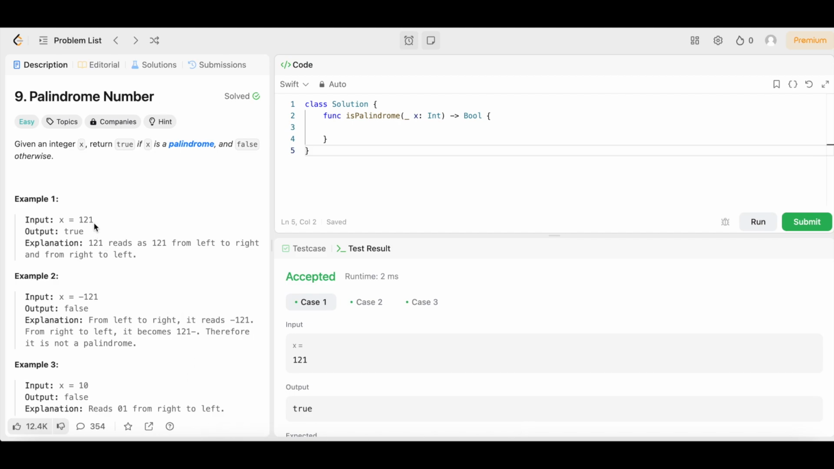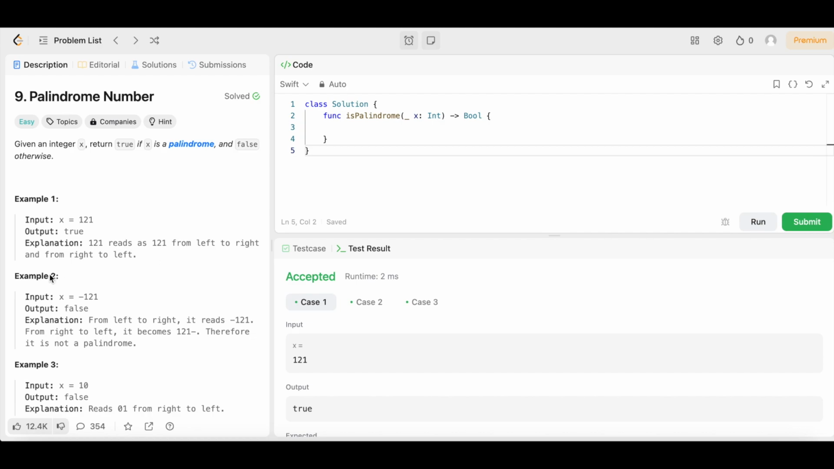X equals 121. That's going to return true because it's a palindrome number. It's a palindrome number because 121 reads as 121 from left to right and from right to left. So if you switch it around, if you switch it backwards, it's going to read the same as it would if you read it forward.